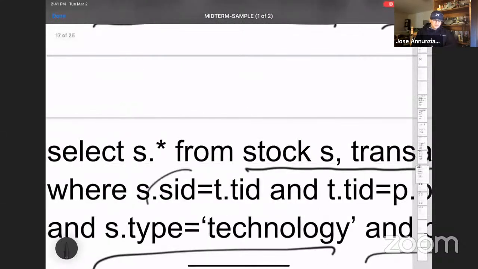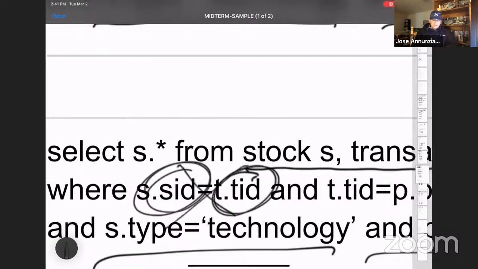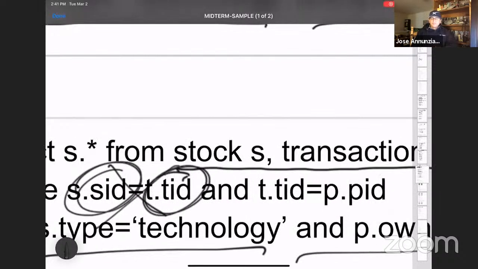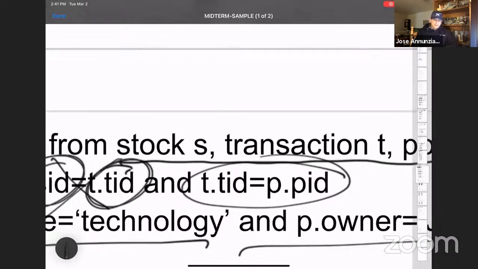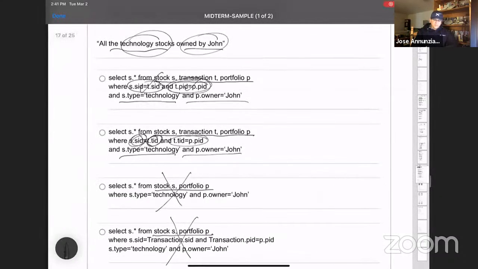Here, notice that this is wrong. We're going from the stock to the transaction. There is no mapping between these two. There's no foreign key equal to primary key between any of these two, so that's no good. And here the same thing. There's no communication between transactions and portfolio, so that's no good. So we're left with just this one. We want to keep that one right there, the first one.